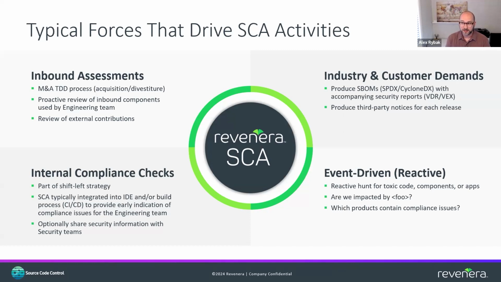And then the bottom right is, well, something happens, right? It's the reactive use case. So there is a story in the news. So, Log4j a few years back, hundreds of others since then. It's a reactive hunt for toxic code, toxic components, toxic licenses. So what do you do when there's something in the news that says there's a new vulnerability due to an open source library? Are you impacted by it?